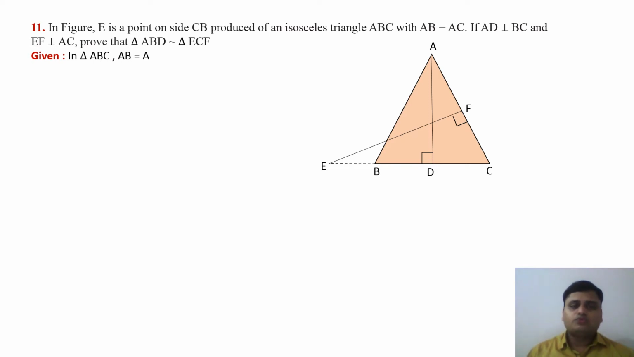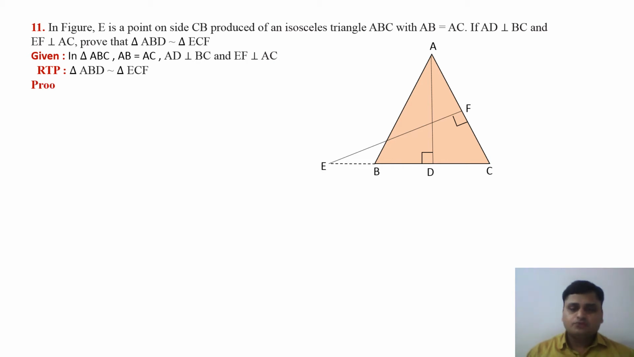We need to prove triangle ABD is similar to triangle ECF. So given will be as it is. In triangle ABC, AB is equal to AC, AD is perpendicular to BC, EF is perpendicular to AC. RTP, triangle ABD is similar to triangle ECF.